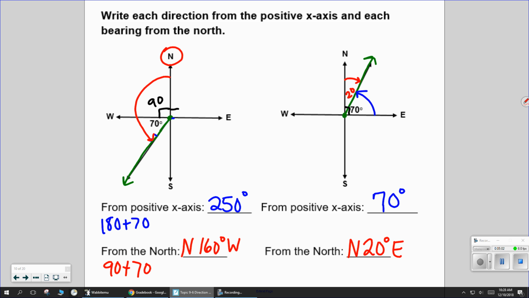So we can give direction from the positive x-axis and from the north, and most of the problems that we work in, we're going to be looking at where the vector is with its bearing from the north. Okay, so let's look at a couple of examples.